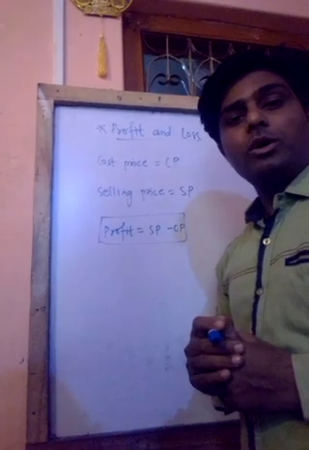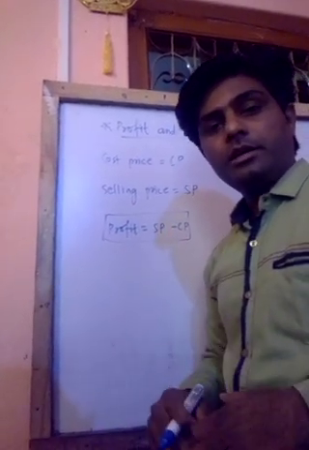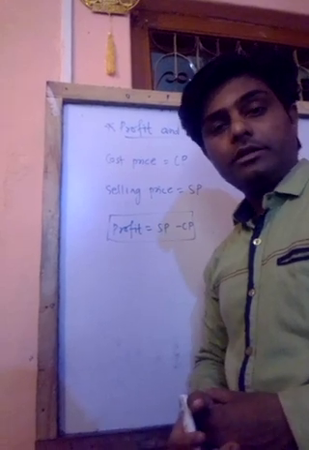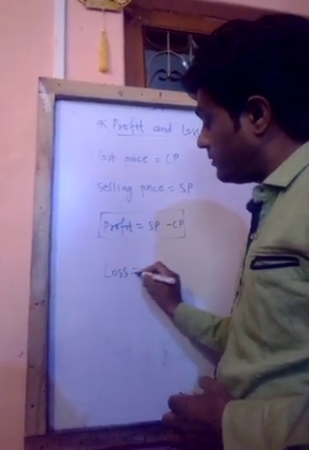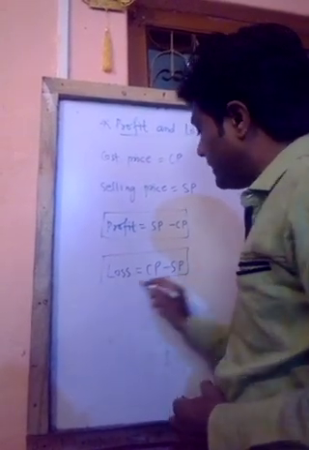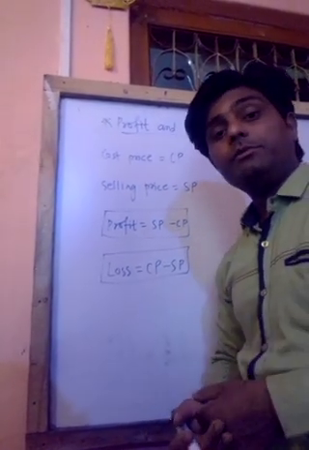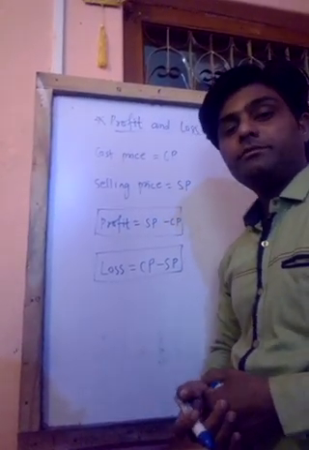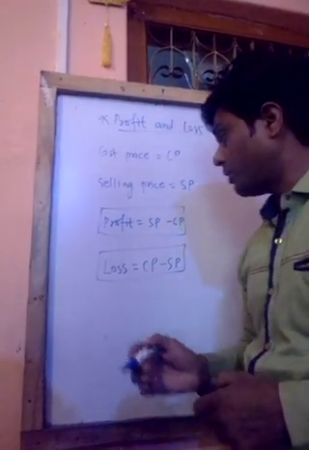Second is when there will be loss. If I purchase anything for rupees 10 but I sell it for rupees 8, it means I got 2 rupees loss. So loss will be CP minus SP. Here CP will be greater, meaning the cost price is greater and the selling price is lesser, then there will be loss. And if selling price is greater and cost price is smaller, then there will be profit.